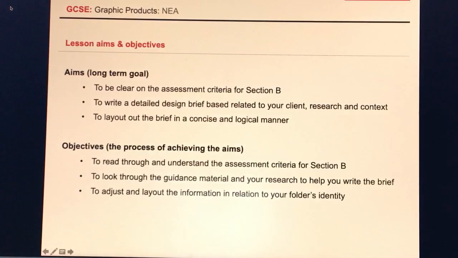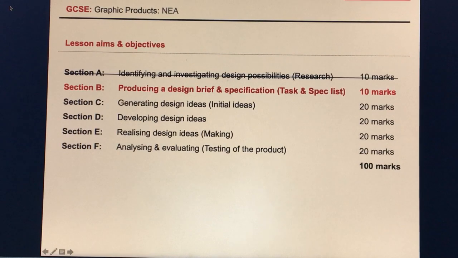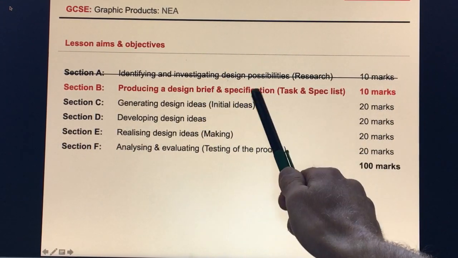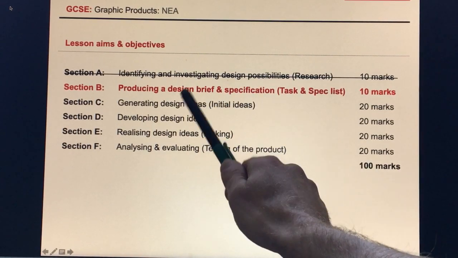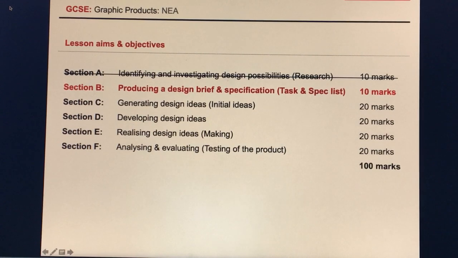Ignore this slide, ignore that one. So this is what we went through. We're looking at section B. This is where we're up to with section B. It's worth 10 marks. It's only one sheet. It's got your design brief and it's got your specification list. It's this one we're looking at the moment, the design brief, not the specification list. Don't worry about that just yet.